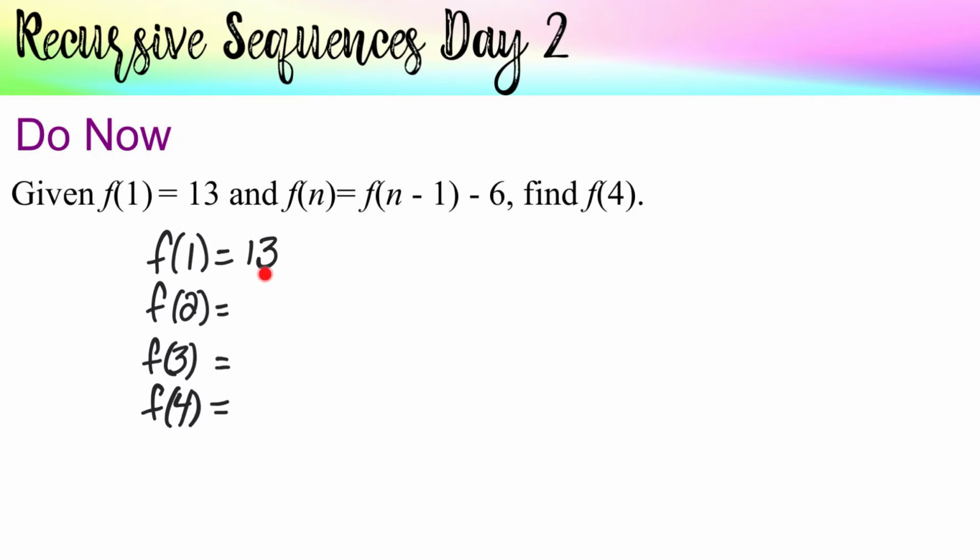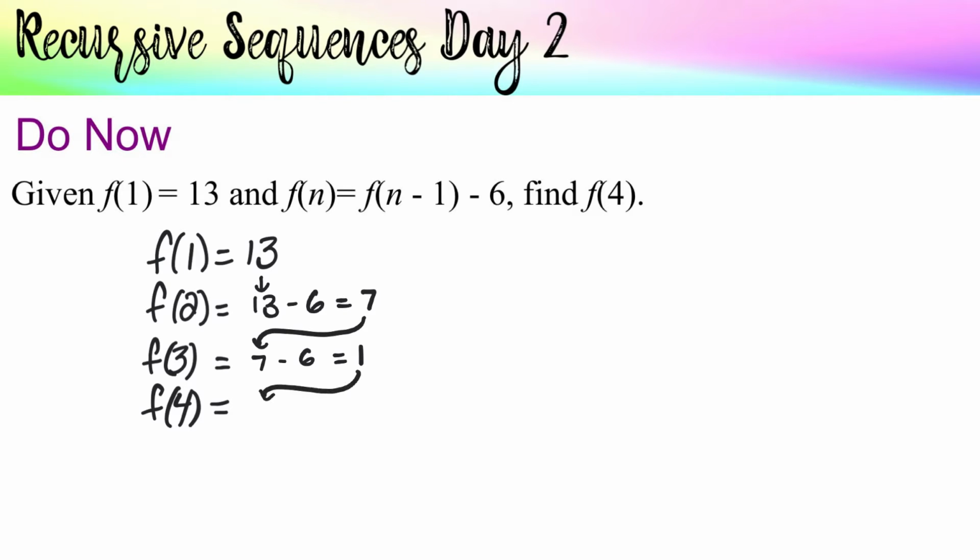So our previous term is 13. Let's take this 13 and subtract 6 from it. 13 minus 6 is 7. So 7 is our value for f of 2. To find f of 3, we take that value, 7, and subtract 6 from it. 7 minus 6 is 1. That means our f of 3 value is 1.